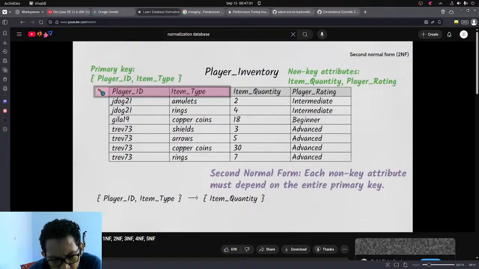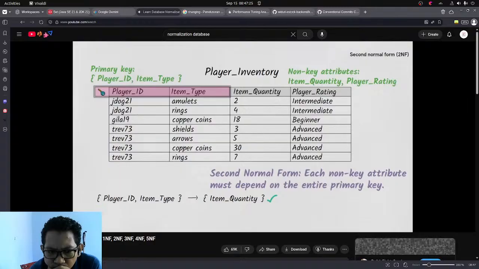Each combination of player ID and item type is associated with a specific value of item quantity. For example, the combination of player ID JDog21 and item type amulets is associated with an item quantity of 2. As far as second normal form is concerned, this dependency is fine because it's a dependency on the entire primary key. But what about the other dependency?